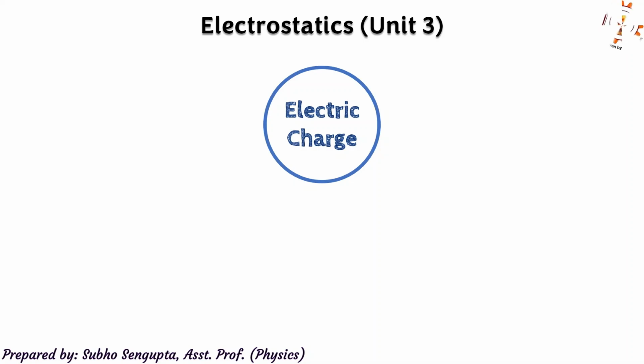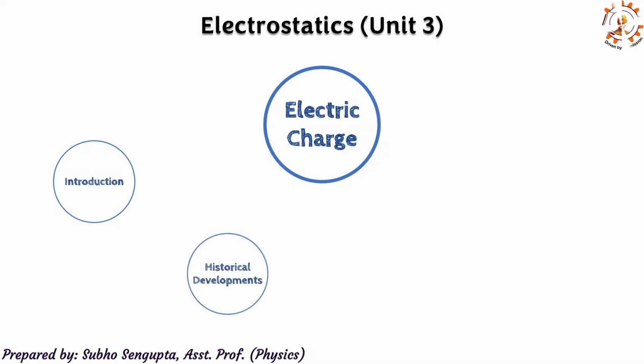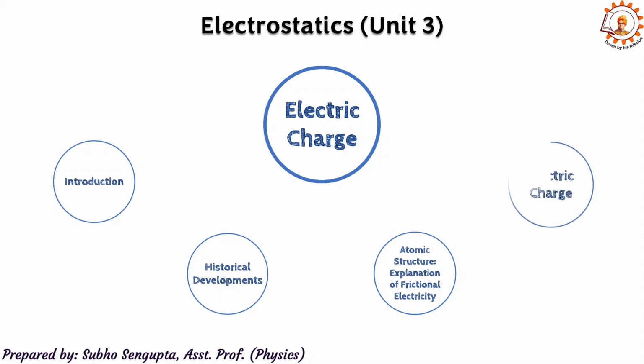Let us divide this lecture into 4 categories. First, we will go through some introductory concepts of electric charge. Then we will discuss the historical developments related to electric charge. Next, we will try to explain frictional electricity based on atomic structure. And finally, after developing basic knowledge, we will discuss more about electric charge.